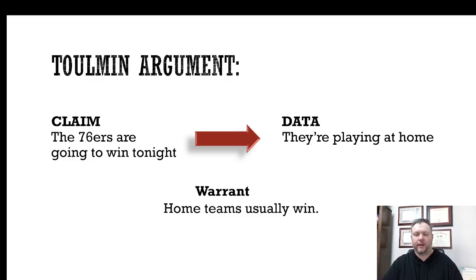This comes from the NBA, National Basketball Association. If I said the 76ers are going to win tonight, they're going to win their basketball game, and my reason, the data, is that they're playing at home. What's the unstated assumption? It's that home teams usually win in the NBA. If home teams in the NBA did not have a home court advantage, that would be completely illogical and irrational to say. So there has to be that connection part there, right? So you have the conclusion and it's supported by some underlying assumption.